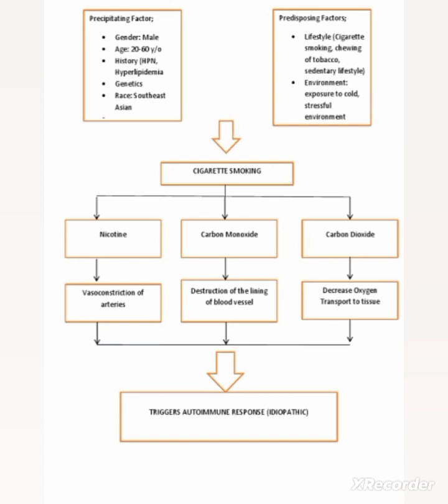So, we know that cigarettes contain nicotine, carbon dioxide and carbon monoxide. The nicotine leads to vasoconstriction of vessels. Then carbon monoxide causes destruction of the lining of blood vessels, and carbon dioxide causes decreased oxygen transport to tissues. So, all these factors lead to triggering an autoimmune response. When the autoimmune response is activated, that leads to vasculitis, and ultimately there will be ulcer formation and gangrene. So, that is the pathophysiology.